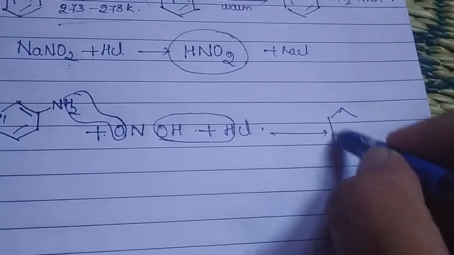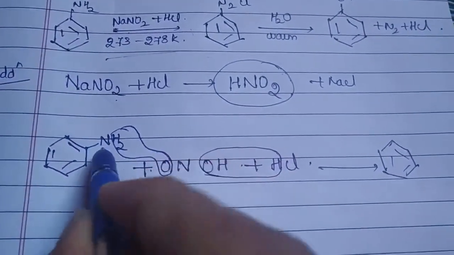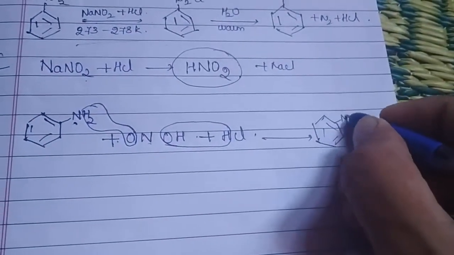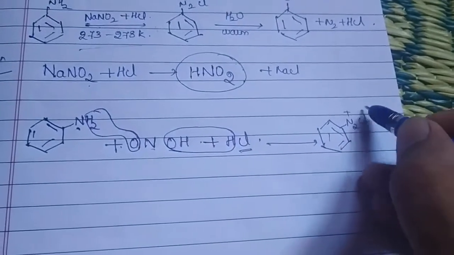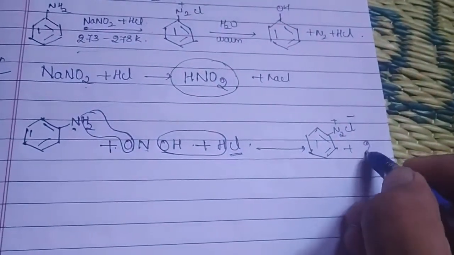So whatever you will be remaining, what you will be getting? Yes, this benzene ring you will be having. Now what has been left out? One nitrogen from here, another nitrogen from here. So you will be getting N2, and one more you have got over Cl. So N2 plus Cl minus. So this is what the general reaction is taking place.